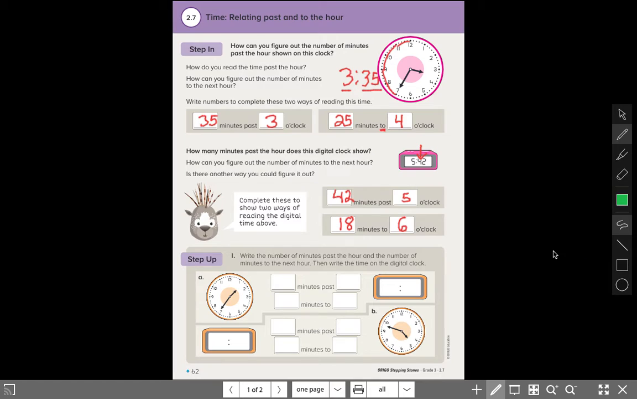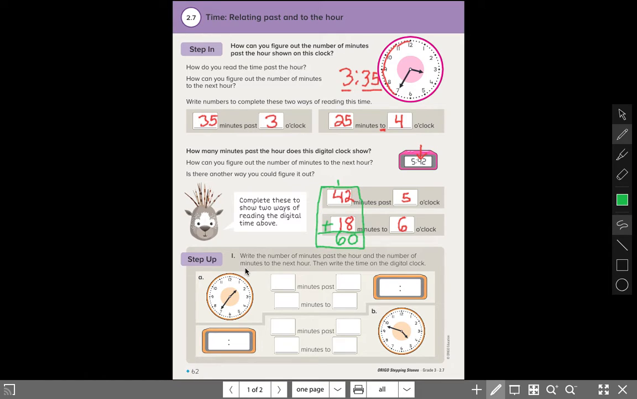Remember, I showed you the way you can check your answer. Add up these minutes. 8 plus 2 is 10. 4 plus 1 is 5 plus 1 is 6. If you did it right, the minutes past and the minutes to should add up to 60 because there are 60 minutes in 1 hour.